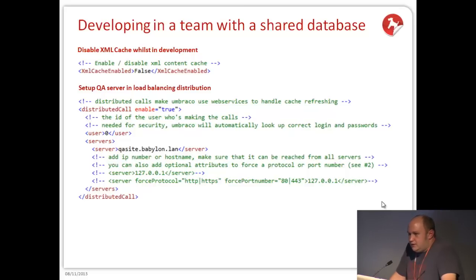But one of the problems with that is if someone changes a document type or content, then it can become stale on the QA server that the client might be putting content in, for instance. So you can use the load balancing settings in Umbraco, so that when a developer changes anything in their back office, it'll actually ping the development site as if it was load balanced and say refresh your cache. So this is a pretty handy little misuse of a feature.